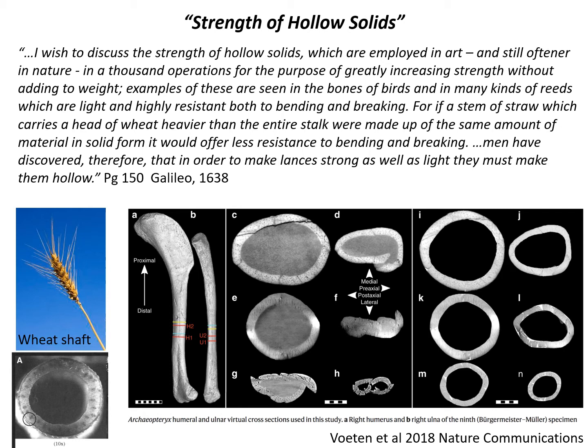So I've shown a photograph of the head of wheat with its shaft, and you can see how small that shaft is relative to the seed head. And then below it in panel A is a cross section of that wheat shaft. So you can see it's a ring, right? It's very hollow.